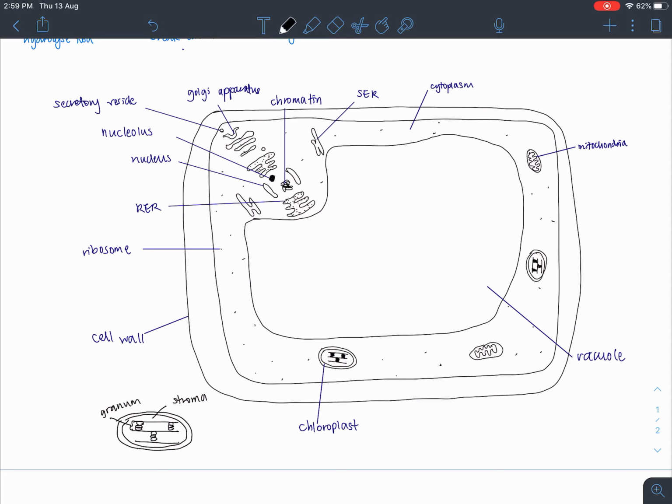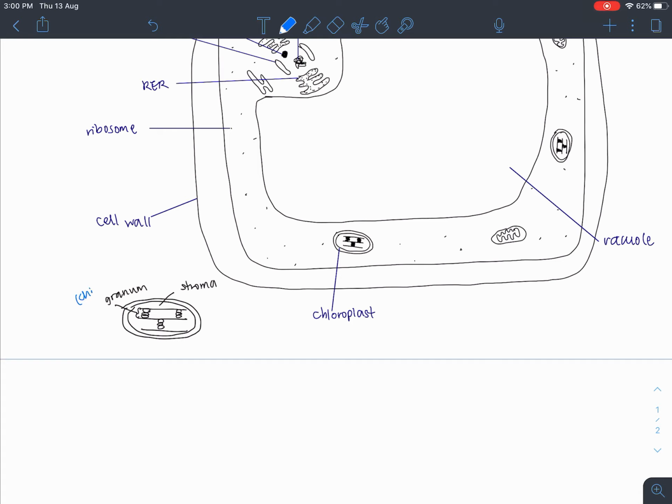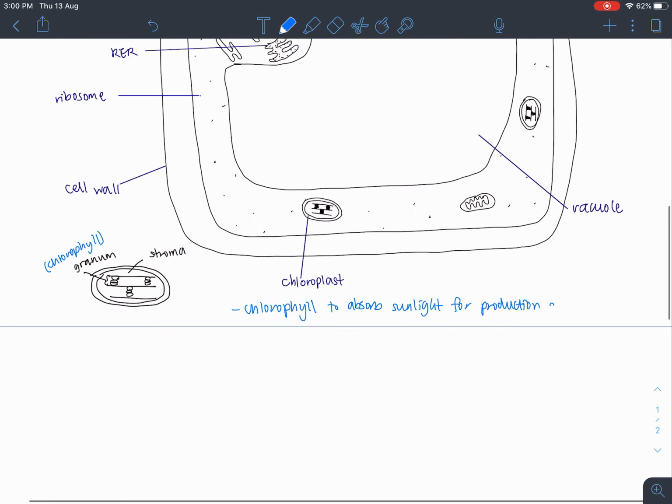Stroma is responsible for dark reaction of photosynthesis, while granum is responsible for light reaction. So granum is the one that contains chlorophyll to trap sunlight, absorb sunlight, and convert it to glucose through photosynthesis. So if we're to ask energy conversion, sunlight is light energy while glucose is chemical energy. So convert light energy to chemical energy.